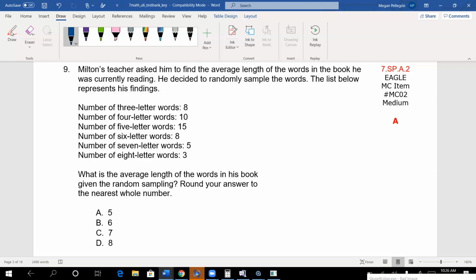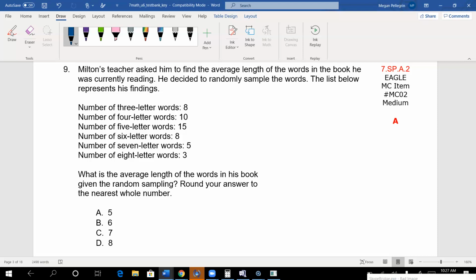So his results are below, and we want to know what is the average length of the words in his book given the random sampling. Round your answer to the nearest whole. Okay, so this one's kind of interesting. A lot of times when we see average, we just add up all of the numbers and we divide by how many pieces of data there are.